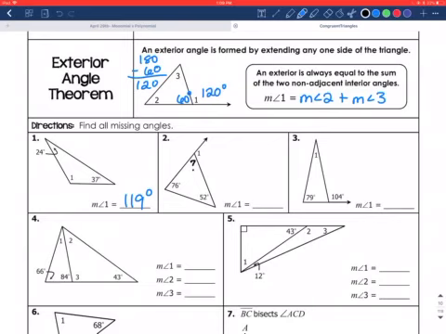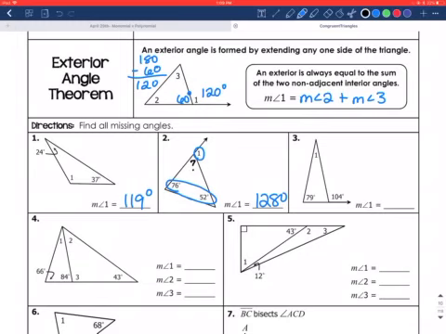For number 2, we don't know what that angle is there, but we don't need to know it because we have the exterior angle theorem. So that would say that angle 1 is 76 and 52 added together. That gives you 128. We don't even need to know the other one. Obviously, we could find it, but for this problem, they didn't ask for it.